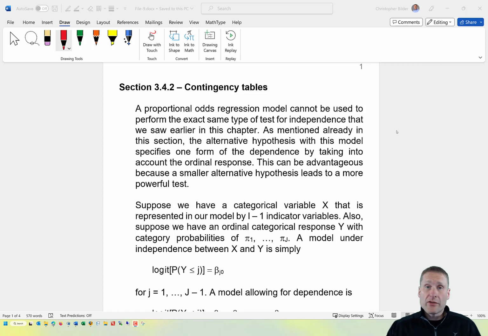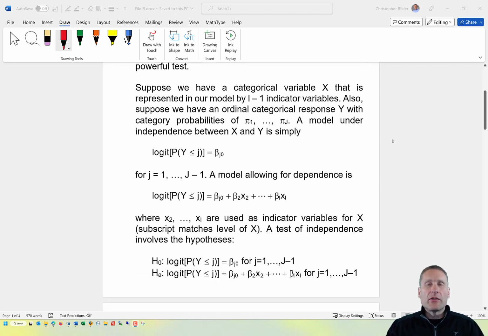Proportional odds regression models can be used for a contingency table in a similar manner as a multinomial regression model could be used for a contingency table. And in fact, we can also test for independence with the model. However, the exact test is not the same as what we got with the multinomial regression model. Talk about that shortly.